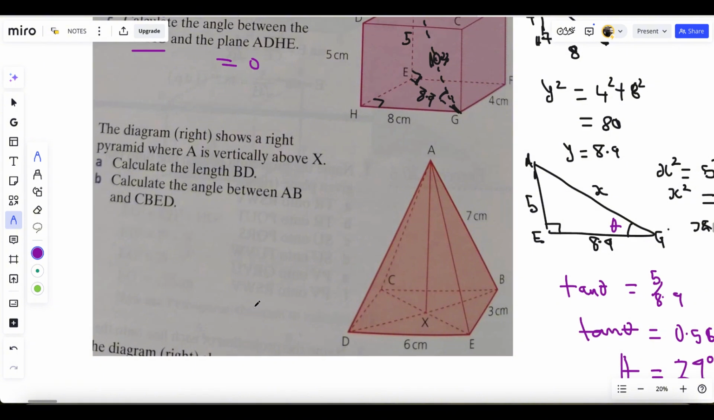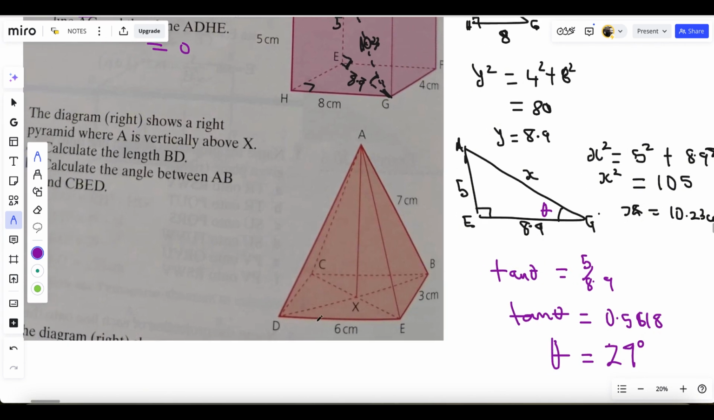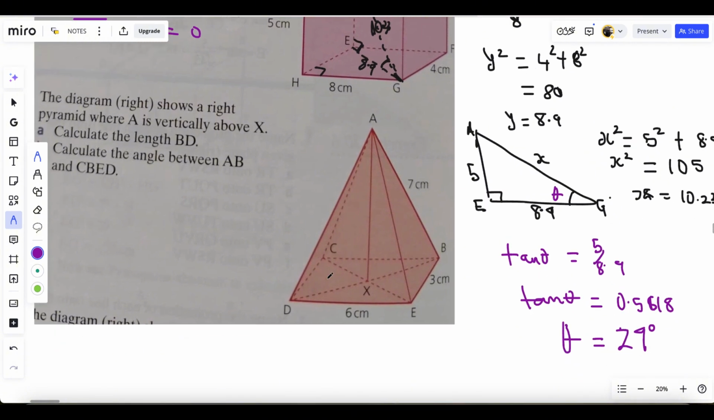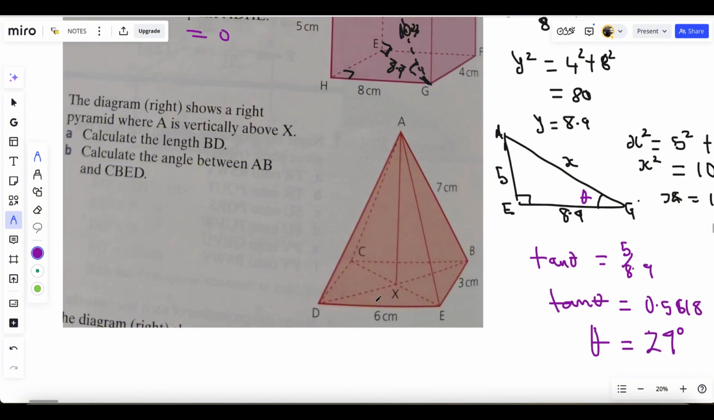Now the last question, but not the least, is a pyramid. Let's take a look at this pyramid. This is a rectangular base pyramid. Is it square? It's a rectangle. Here is 3 and here is 6. It's a rectangular base pyramid. And the height, we can calculate the height, right?